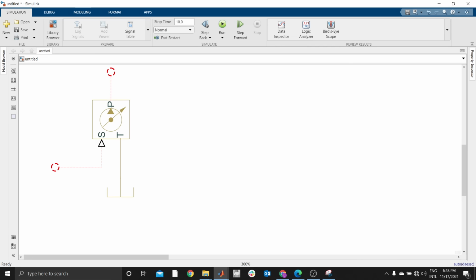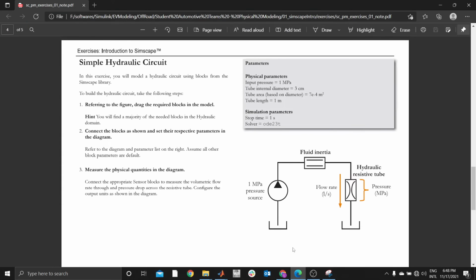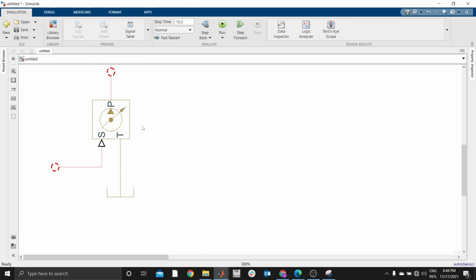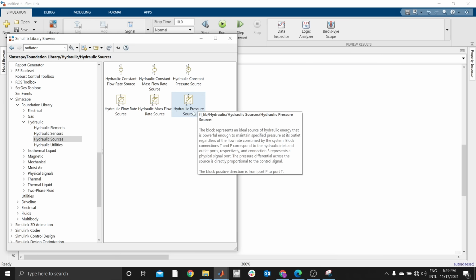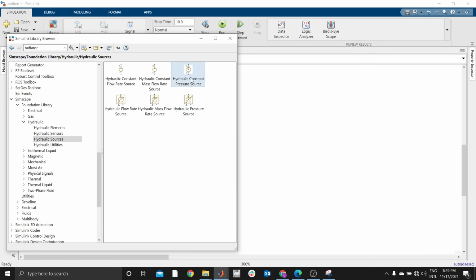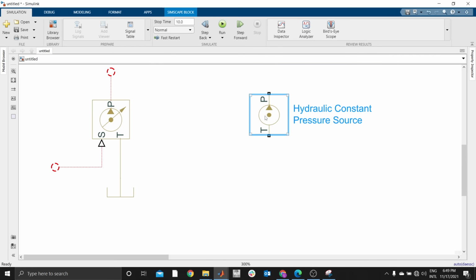But now, since we are going to assume our pressure here is constant, you can see it is 1 megapascal, meaning we don't need this S port. Whenever the pressure is variable, always use this one, but now it is constant, therefore I'm not going to use this, but I'll use this. I want to illustrate the reason why I'm using this. This one is for constant.